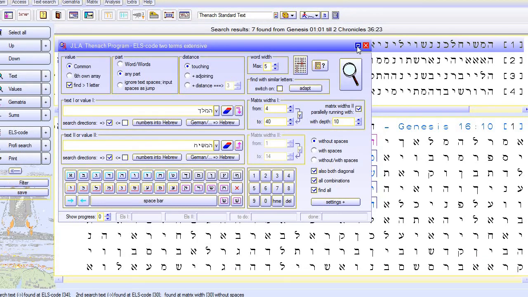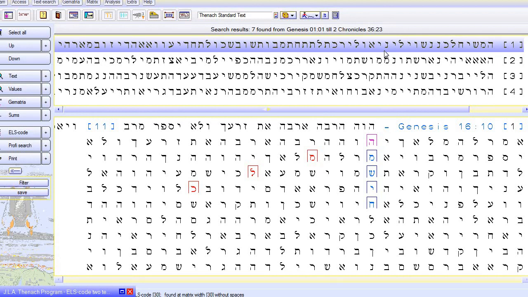There are 7 results, and because I've done this before, I know that they're all in the same 3 verses. It's Genesis 16:10, and then through to 12. So 16:10, 11, and 12. You can see here Ha-Mashiach, also Ha-Melech Ha-Mashiach, sharing the Hey there, and the Hey they're sharing is in the name of Hashem. You can see here the Yud, the Hey, the Vav, and the Hey, making the name of Hashem, and they share a Hey here.